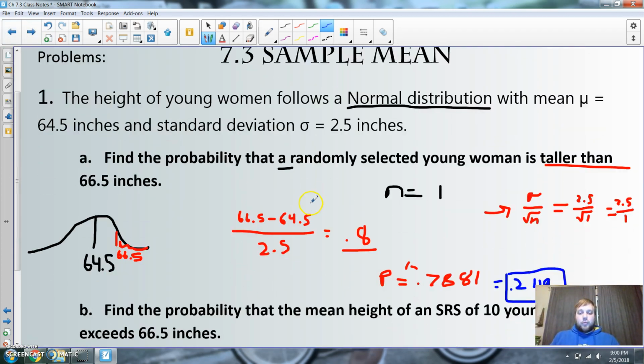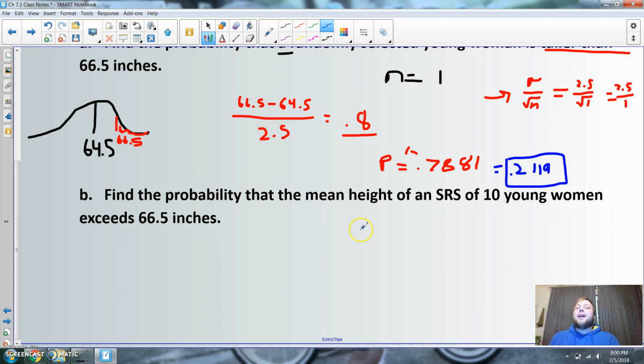Alright. Oh, 1, 2, 4. Now, find the probability that the mean height of a simple random sample of 10 young women exceeds 66.5. So now I'm not just working with one person. I'm working with 10 girls, and the average of all 10 will exceed 66.5. I guarantee you it's going to be harder for 10 women to average 66.5 than to have only one. You might be able to find one tall girl, but to find 10 of them and have it average, well, let's figure this out.